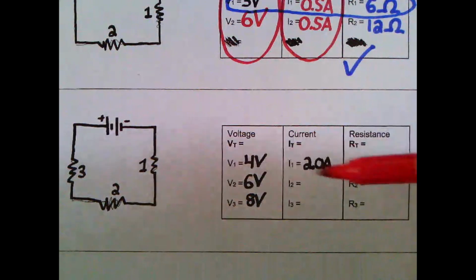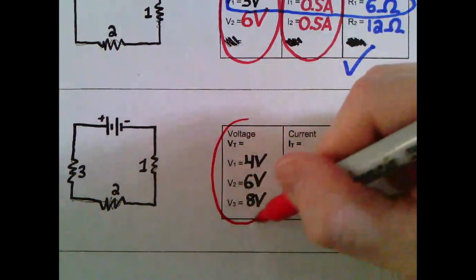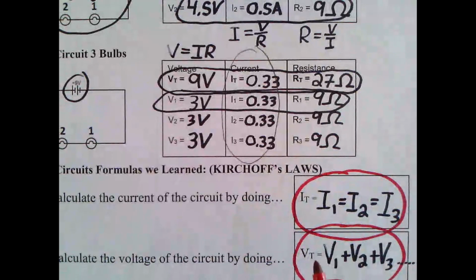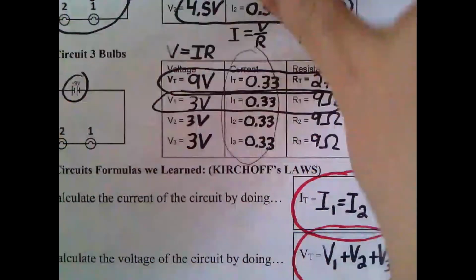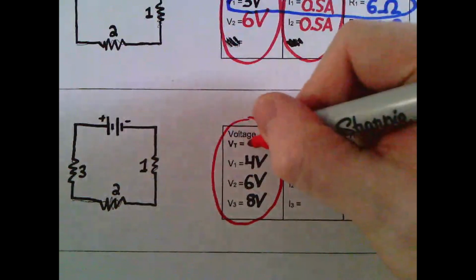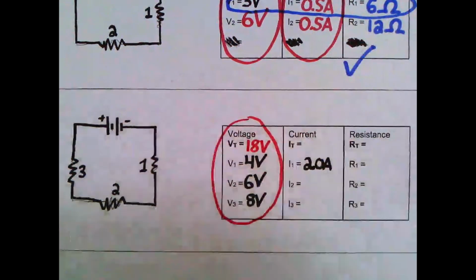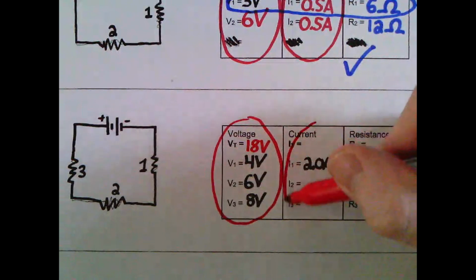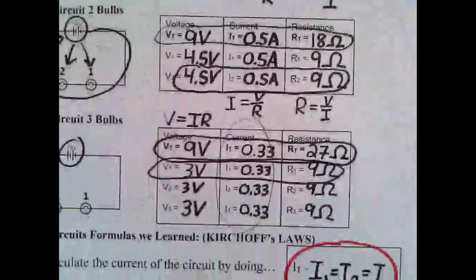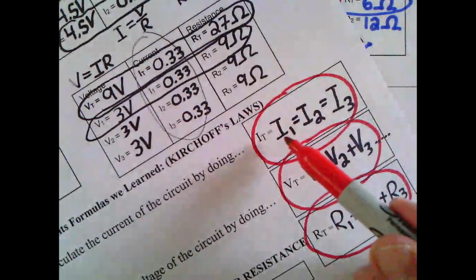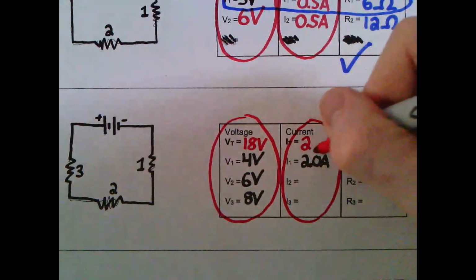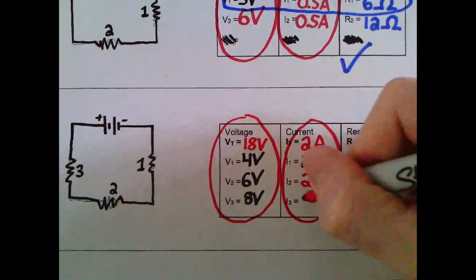That's fine, because anytime we want to figure out any missing piece in a column, we go to Kirchhoff's laws. For voltage, it says all of them have to add up. So we see here 4 plus 6 plus 8, so this is 18 volts. For current, we want to figure out missing pieces in the column, so you go again to Kirchhoff's laws, and it says equal all the time. So that's great. We say 2 amps, 2 amps, 2 amps.